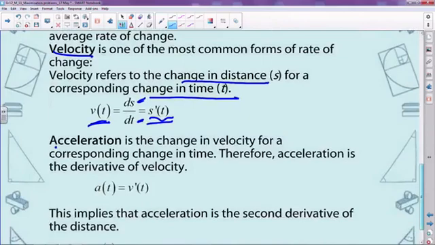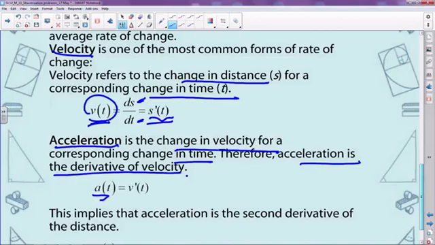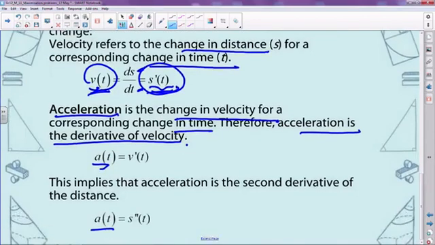Now, acceleration is the change in velocity or speed for a corresponding change in time. So therefore, your acceleration is the derivative of velocity. Now, think about that. To find acceleration, I need to derive velocity, but in order to find velocity, I needed to derive distance. So really what we're saying is that acceleration is the second derivative of distance. So these concepts are all really just theory.